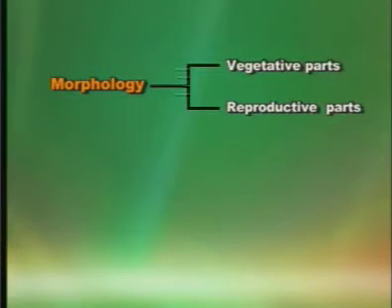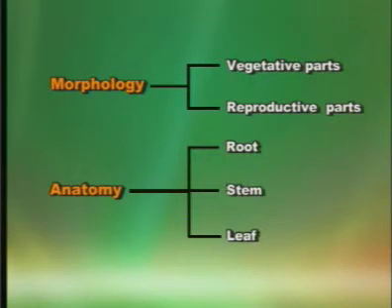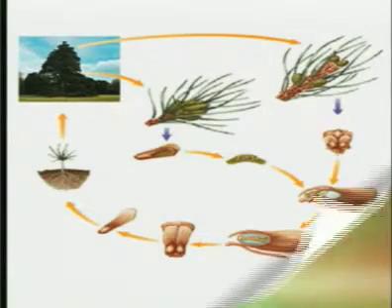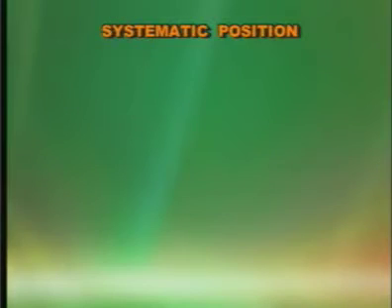We are going to learn in terms of morphology of vegetative parts and reproductive parts, anatomy of stem, leaf and root, its reproduction and its life cycle. Let us first know its systematic position.